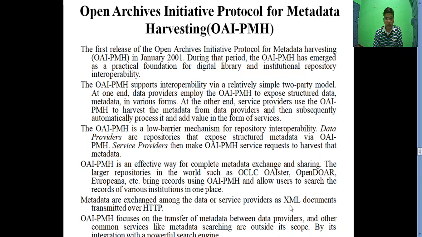OAI-PMH focuses on the transfer of metadata between data providers, and other common services like metadata searching are outside its scope, except by its integration with a powerful search engine.